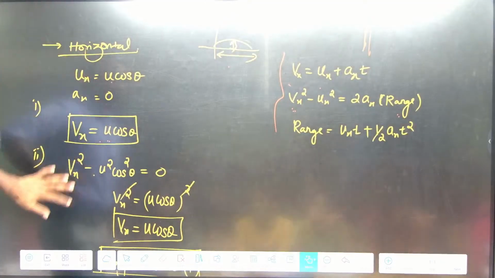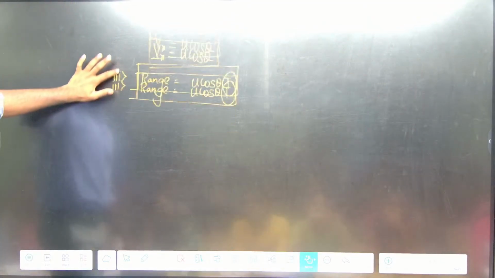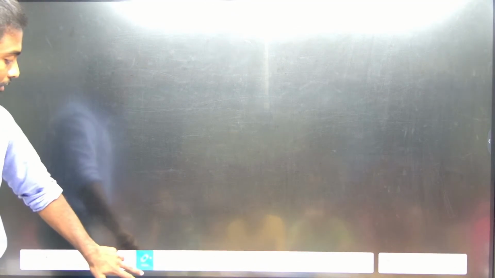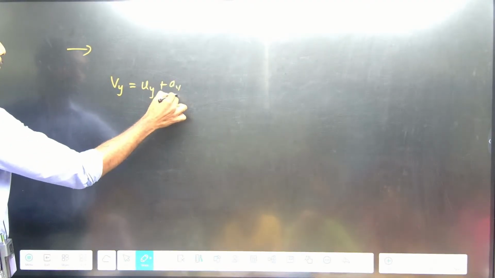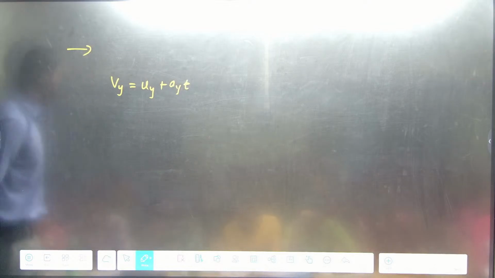Now we will find the vertical components. So any doubts in the horizontal? Any doubts in the horizontal? Now the vertical. So Vy will be equal to Uy plus Ay t, no?